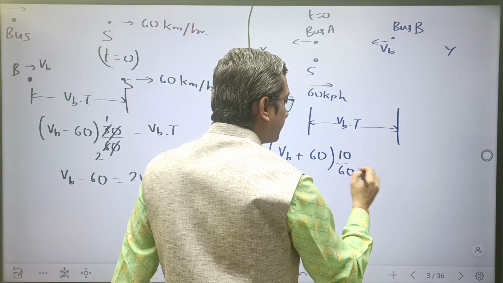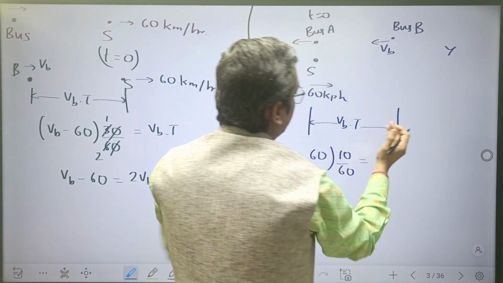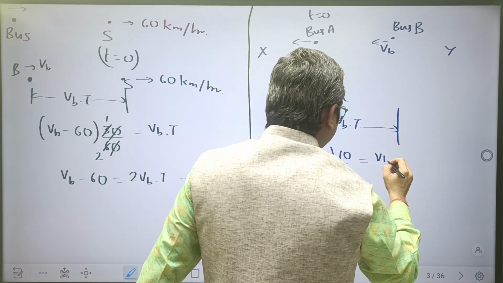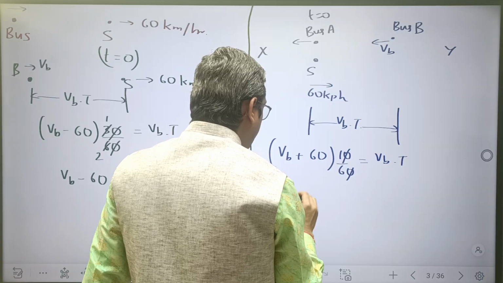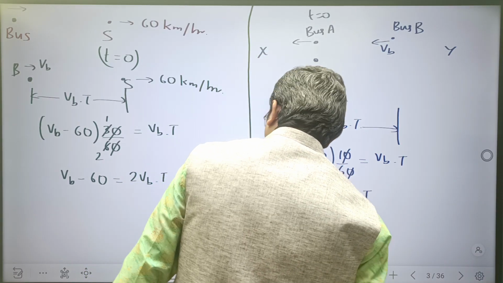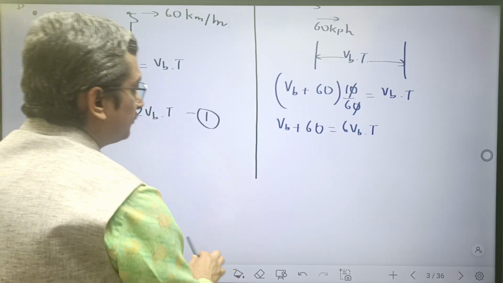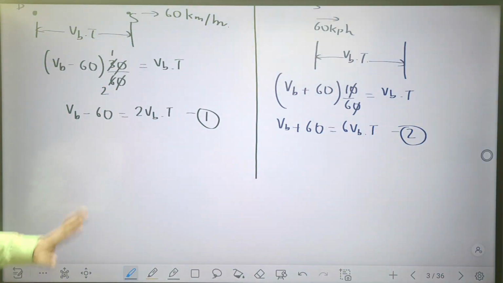So this will be 10 by 60, and this must be equal to the distance between the two, that is VB multiplied by T. So this is 1 by 6. So this expression will be VB plus 60 is equal to 6 times VB into T. So this is the expression. So this is equation 2 and this is equation 1.